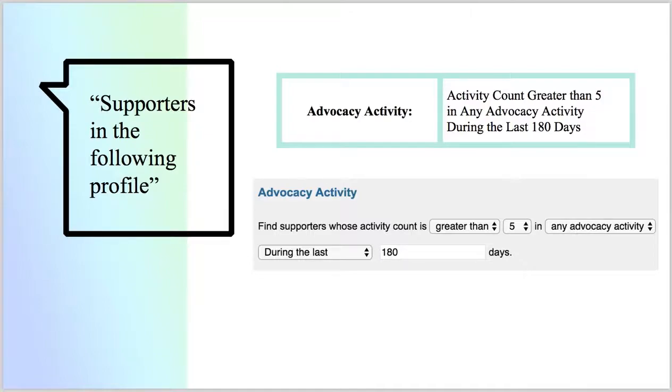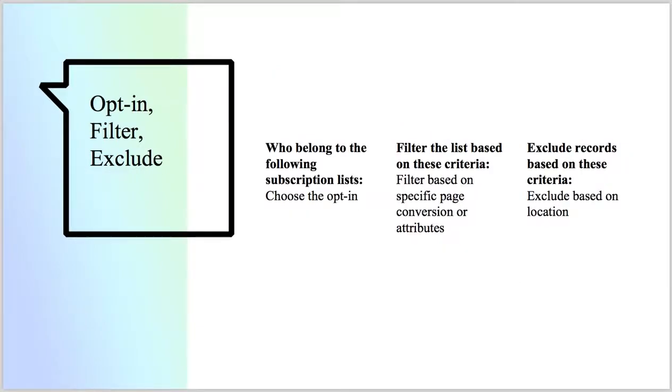If you don't do a lot of advocacy, and so maybe greater than 5 in 6 months is a huge number for you, this is totally flexible. So you could just do anybody who's taken action two or more times in the last 180 days. But that's our filter that we're going to use in this example.